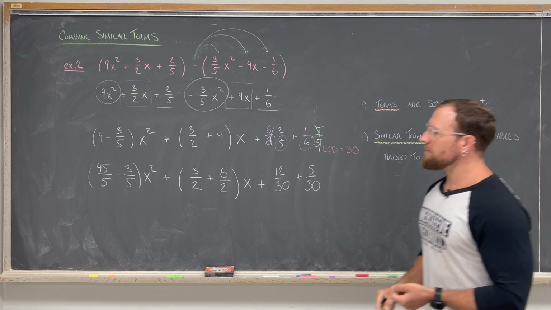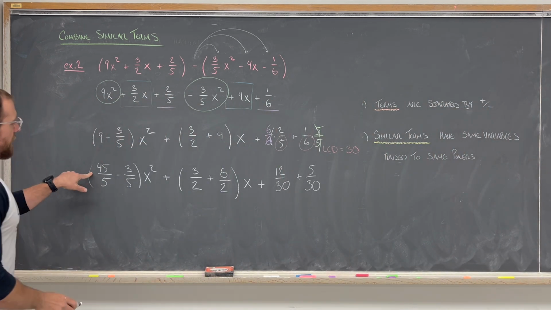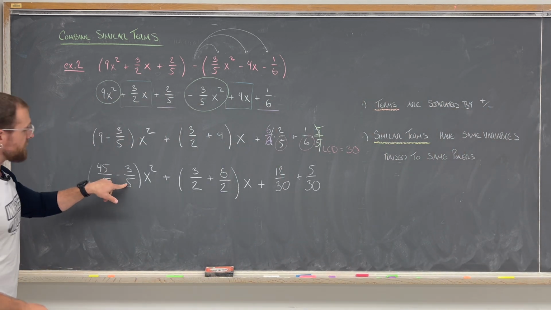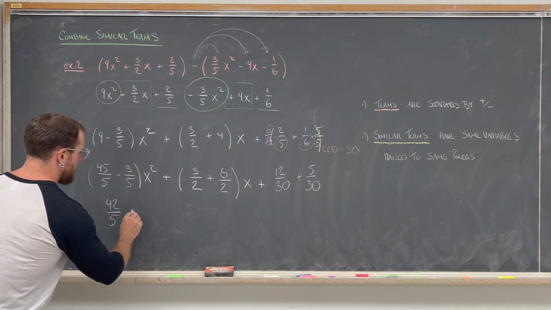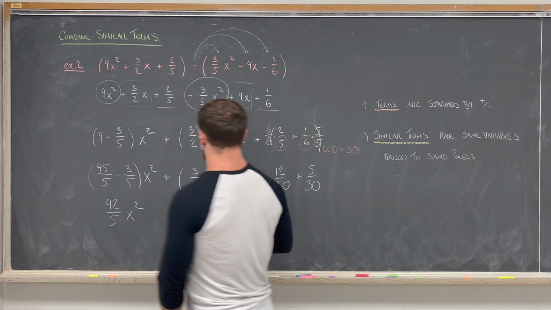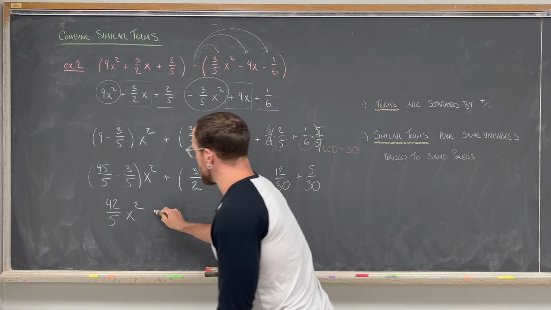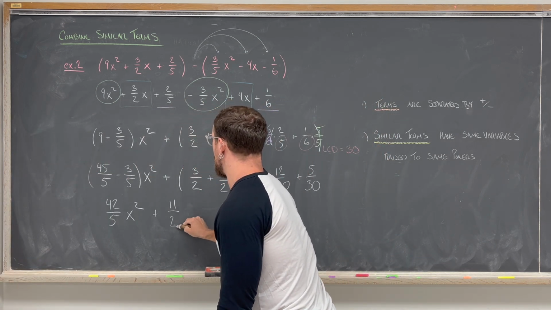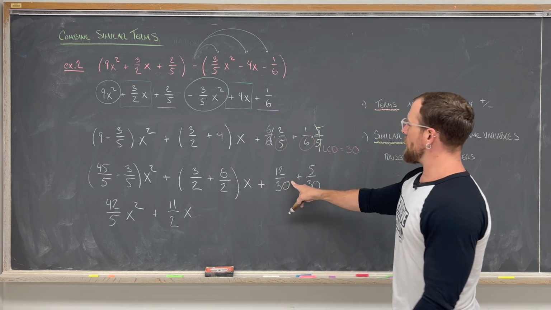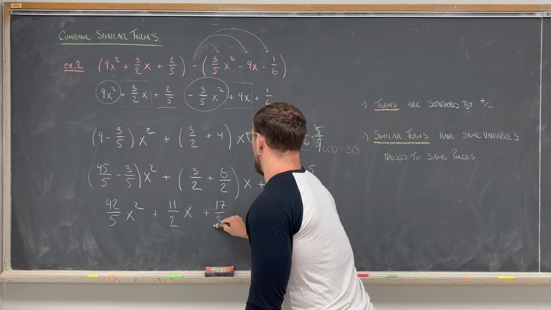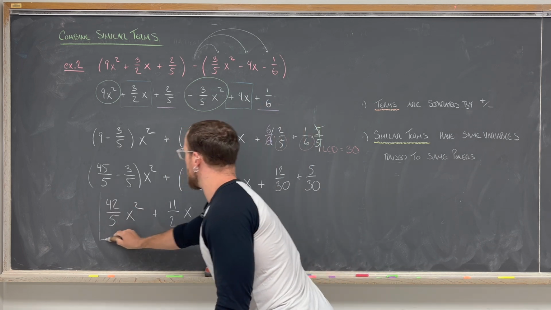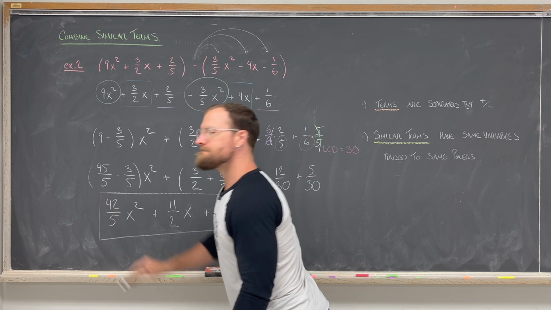Now I'm ready to go ahead and combine these numbers. So 45/5 minus 3/5 gives me 42/5. 3/2 plus 8/2 gives me 11/2. And 12/30 plus 5/30 gives me 17/30. And that would be my final answer. Okay.